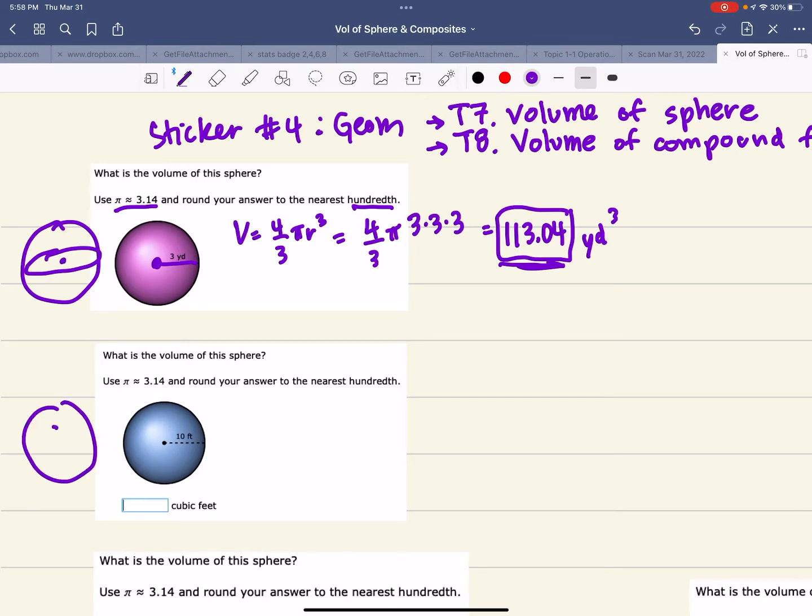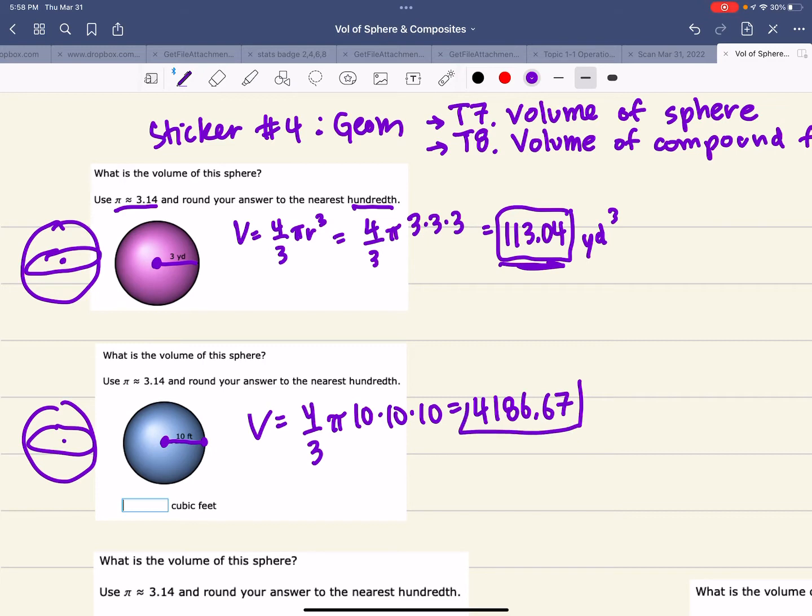Okay, here's a picture of another sphere. Can we find the volume of it if the radius is 10? Same formula, 4/3 pi 10 times 10 times 10. A lot of this is just calculator. Can we type things in a calculator and consistently get the same answers as our partners? All right, we get 4186.67 feet cubed.